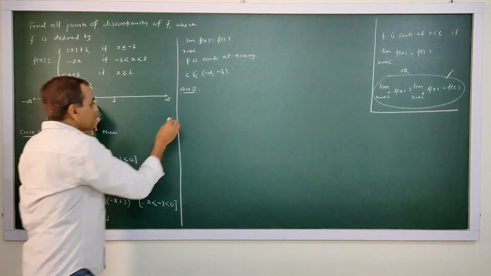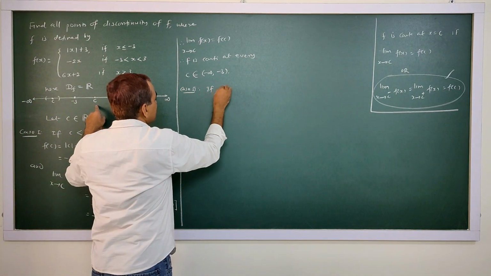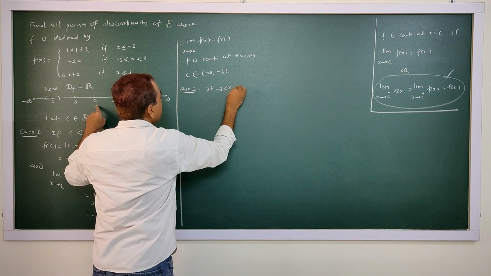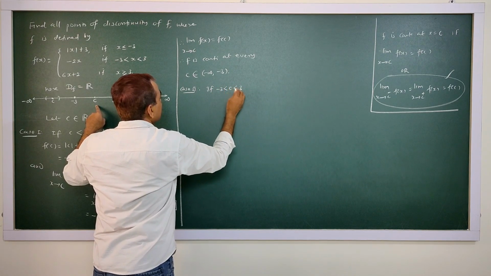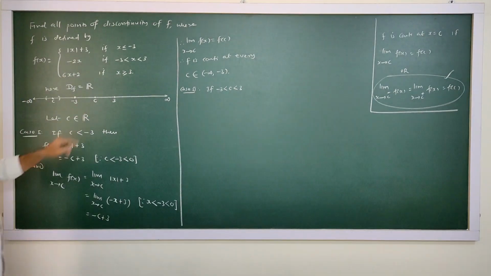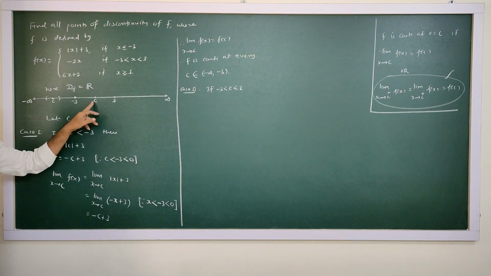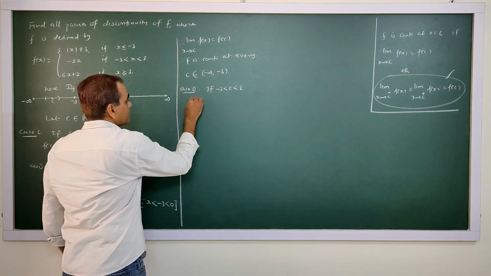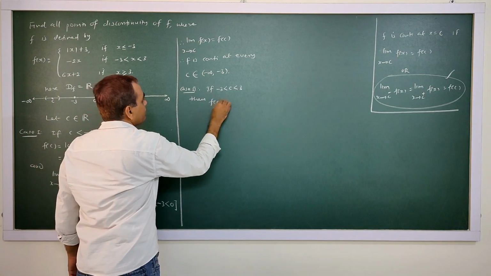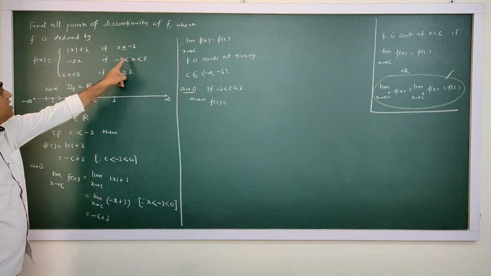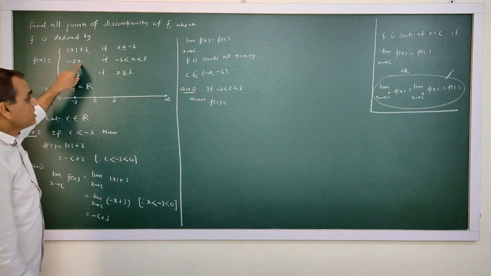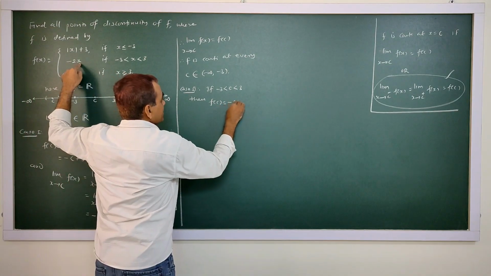If c is between minus 3 and 3, then f of c is minus 2c. It is minus 2c.